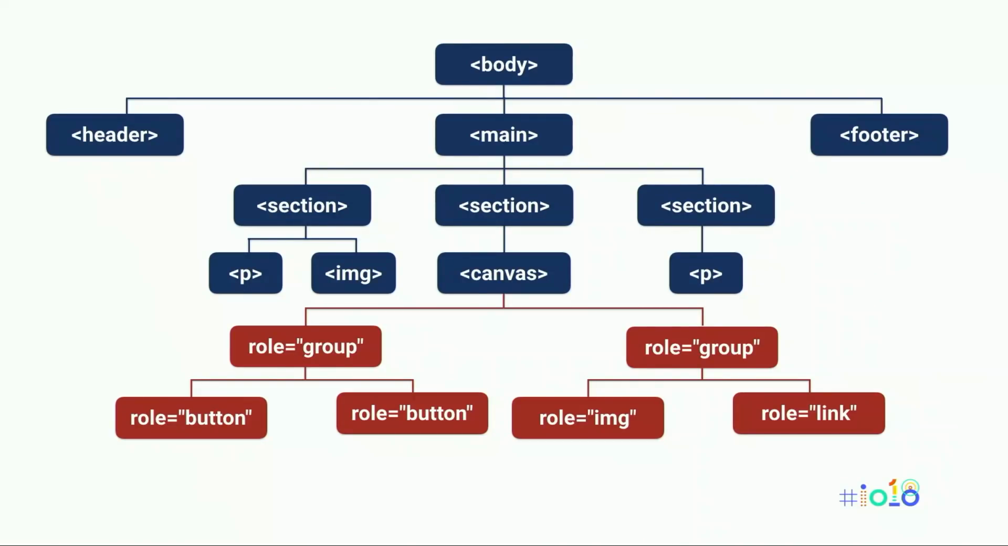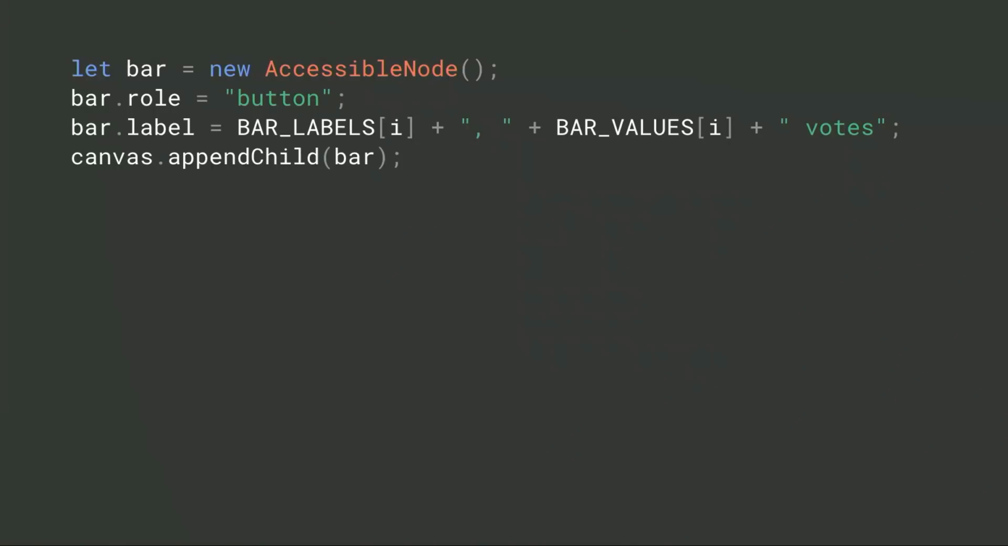So here's how this looks in the accessibility object model to make this bar chart accessible. We're just going to create an object for each bar. So let bar equal new accessible node. It's like we're creating an accessible node out of thin air. And then we're going to set properties in JavaScript. They're basically analogous to aria attributes. So we're going to set the role. We're going to set the label by appending some strings together. And then we're going to append this as a child of an existing element in the DOM. And we're still working out the details of what that syntax should look like.